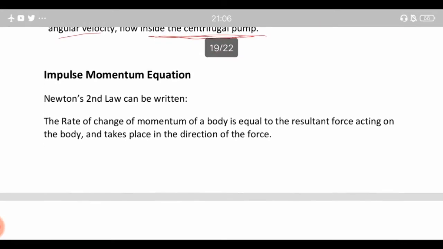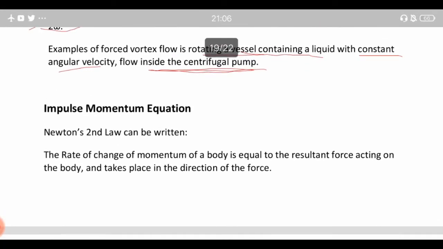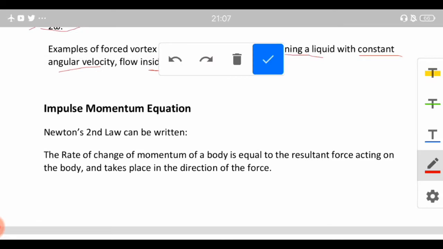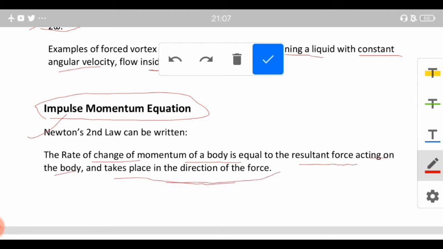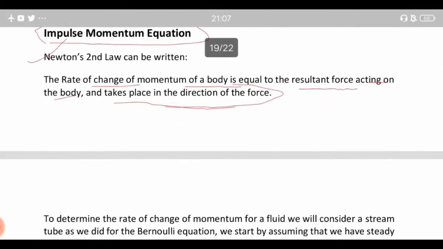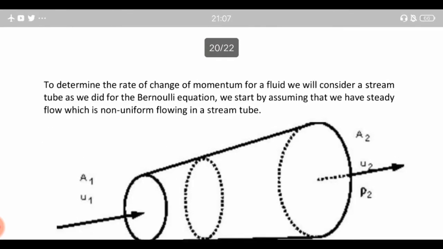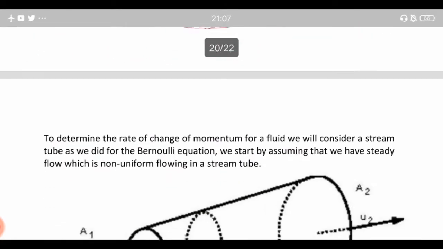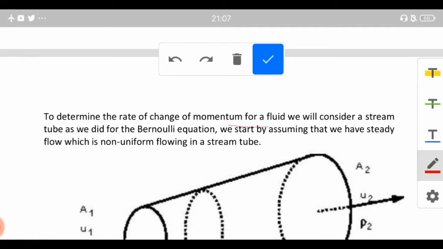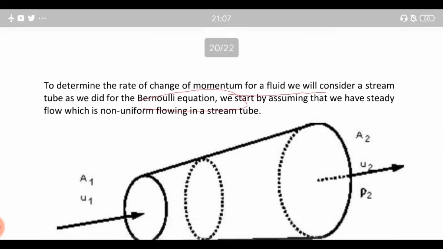Next we will go to the last part of the fluid dynamics chapter, that is the impulse momentum equation. Newton's second law can be written as: the rate of change of momentum of a body is equal to the resultant force acting on the body and takes place in the direction of the force. We all know this is Newton's second law of motion. Using this, we will derive the rate of change of momentum for a fluid, using the approach we used in Bernoulli's equation.